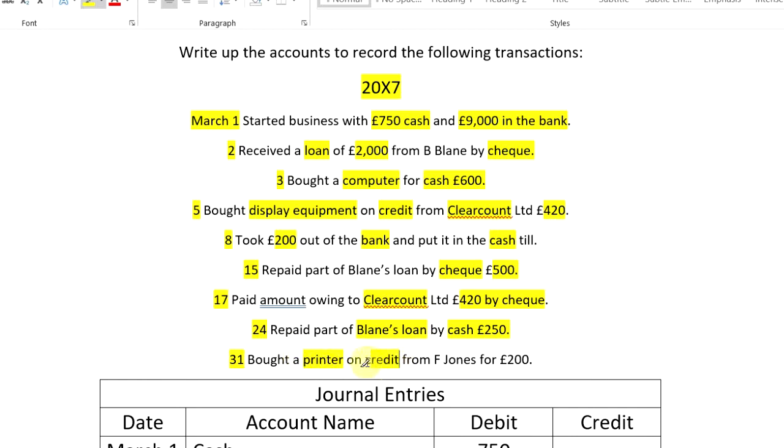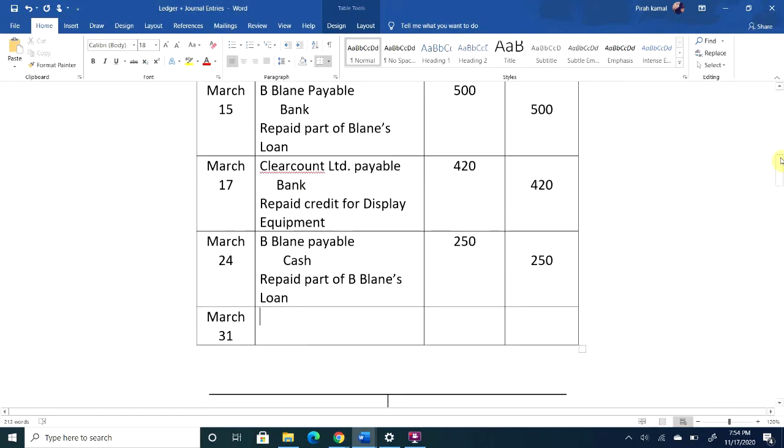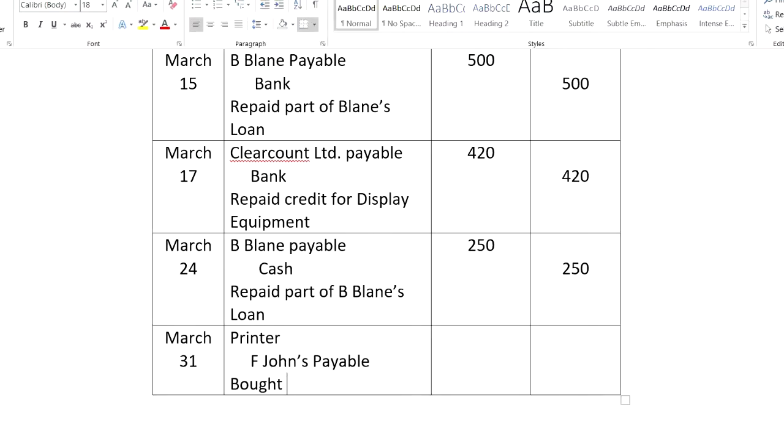Now we are doing the last transaction, March 31, bought a printer on credit from F. Jones for 200. This transaction is similar to the previous one that we did on March 5. We purchased display equipment over there. Over here we are purchasing a printer on credit. So printer is our destination, debit, printer 200. F. Jones payable is our credit, 200. Now we are going to write the description: bought printer on credit. Now that's it for our journal entries.